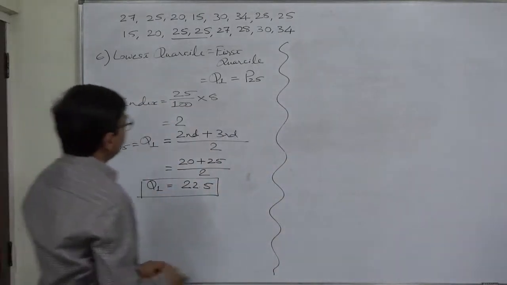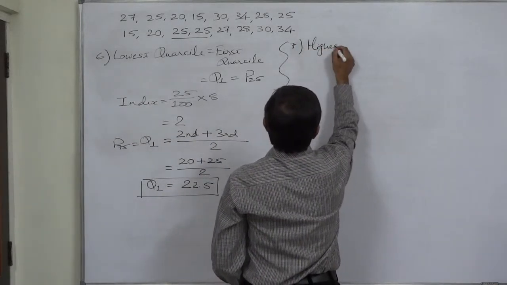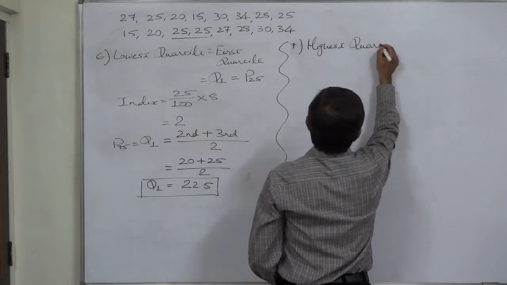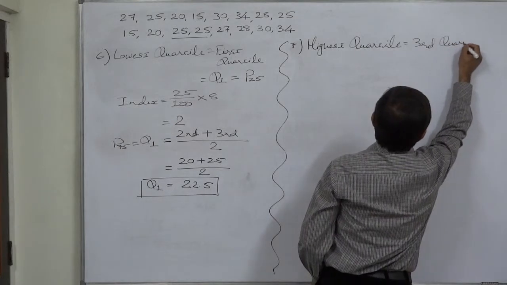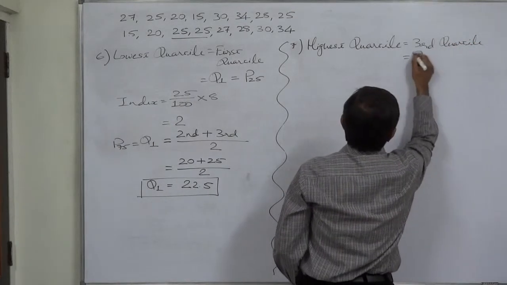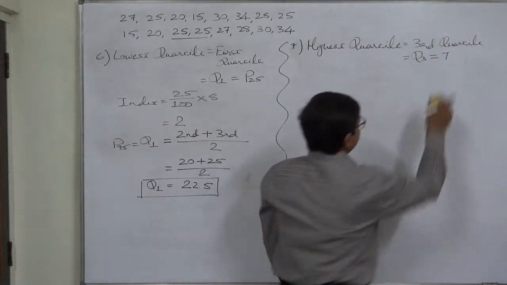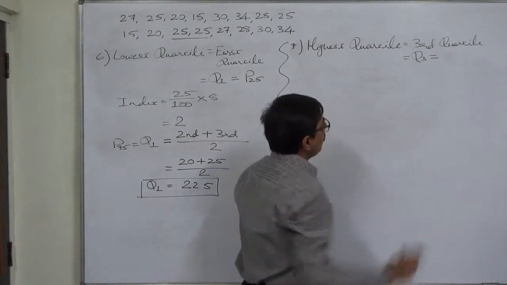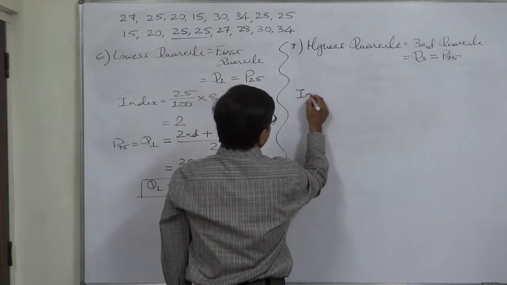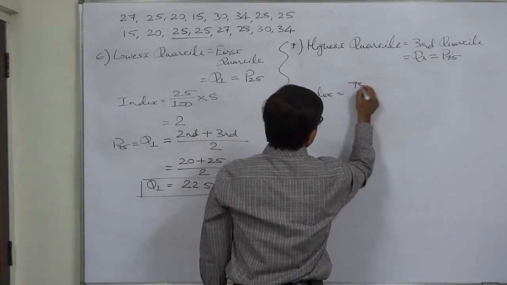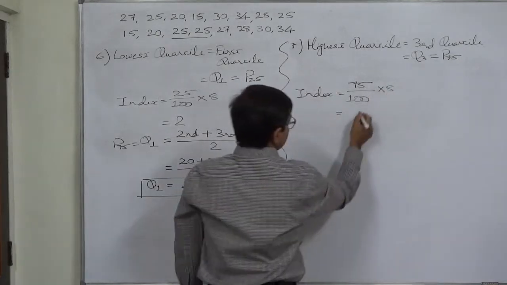Now let us find the highest quartile, or the third quartile. We know it as Q3, or it is also our 75th percentile, P75. But first of all, index. It is now 75 by 100 into n, that is 8. It comes to 6.